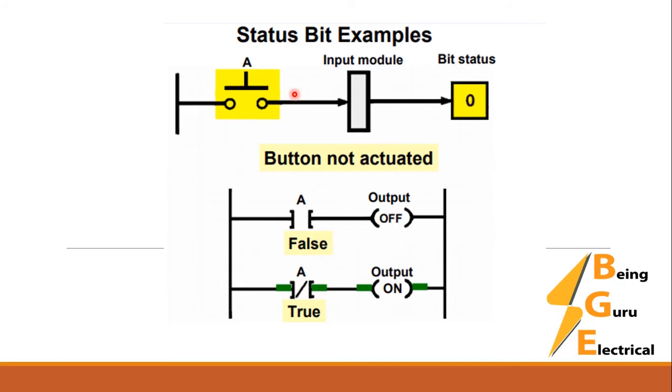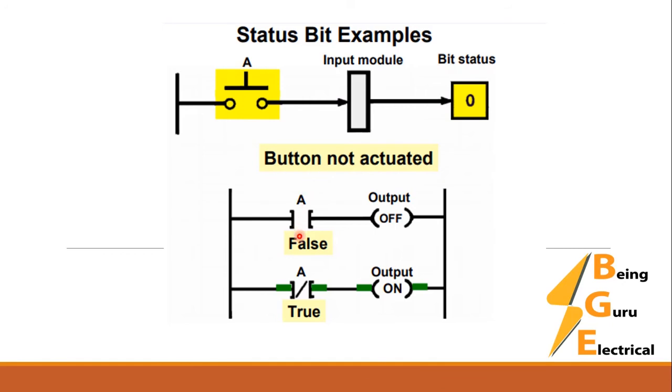Now, a status bit example. We can make a status inside the PLC, like if you want to turn an LED on or off. We can make this with a push button, or by taking a limit switch, or anything you can take. So in the status bit example, we have a push button or switch which is connected to the input module, and at the output we have a 1-bit status.